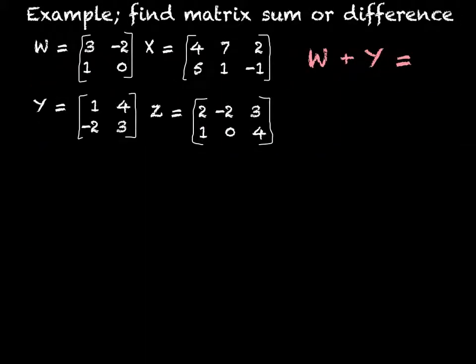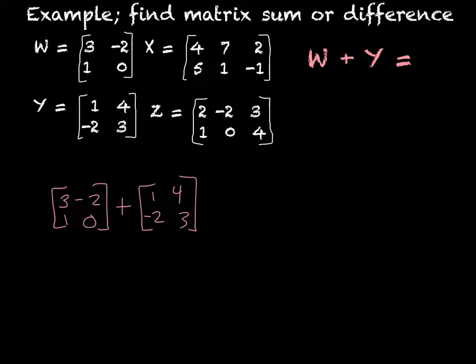For some examples here, we want to find the sum or the difference of the matrices. We want to add W plus Y. So W is 3, negative 2, 1, 0. And Y is 1, 4, negative 2, 3. And we want to add those matrices together. Since they are both the same size, we can add them together.